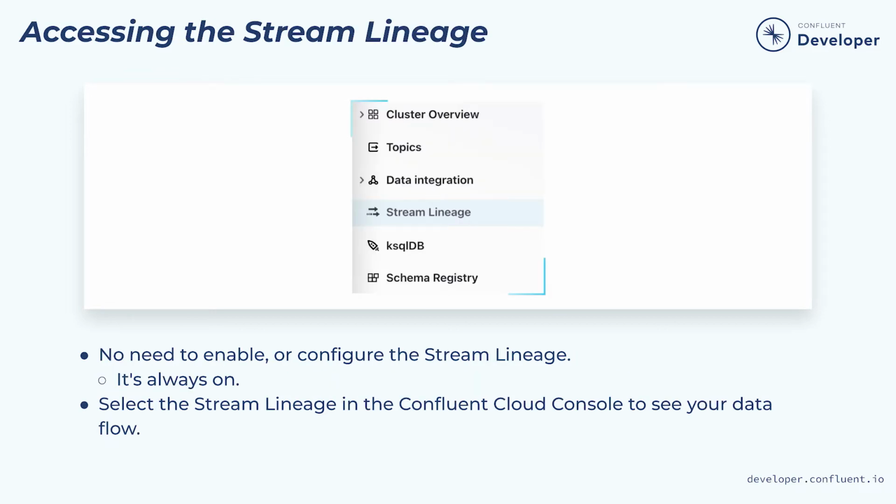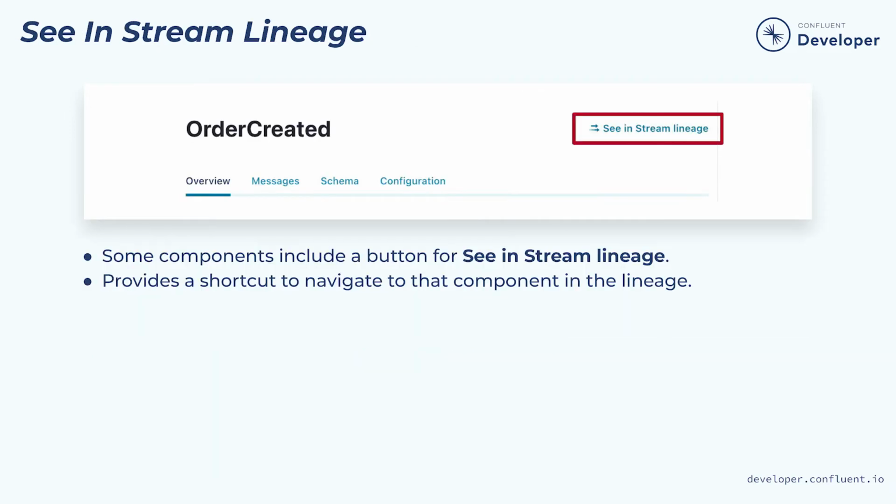Because the stream lineage is always on, there's no need to enable it or configure it. From the moment we start pushing data into the first topic, the lineage is working. At any point, we can select the stream lineage in the Confluent Cloud console and see how the data is flowing through the streams. Often, when working with components in Confluent Cloud, there is a link for See in Stream Lineage. Selecting that link will take us directly to the relevant component in the lineage.